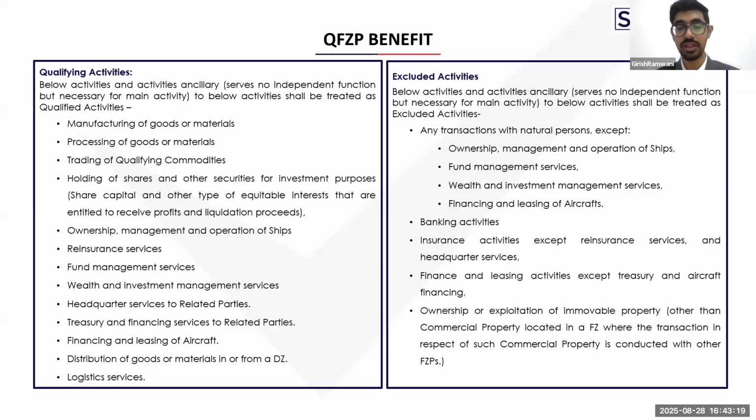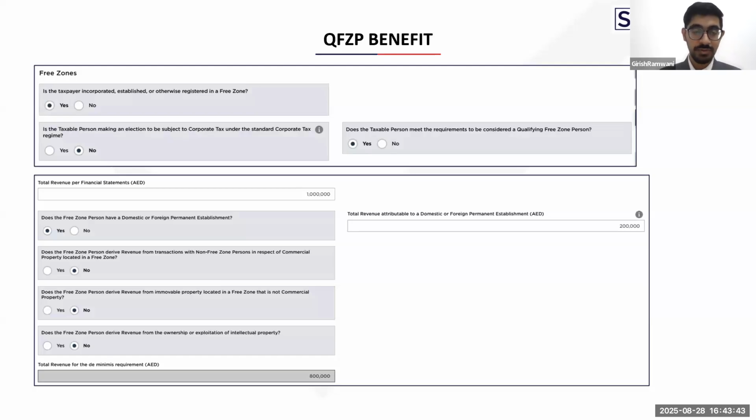And ownership or exploitation of immovable property. That is also not allowed. It is an excluded activity. However, if you derive any revenue from a commercial property which is in a free zone and you derive the rental income also from another free zone person only, then it is not going to be considered as an excluded activity. So basically, that was a brief about the qualifying free zone person benefit.